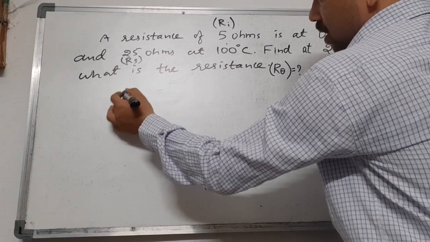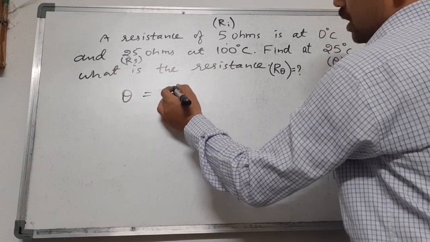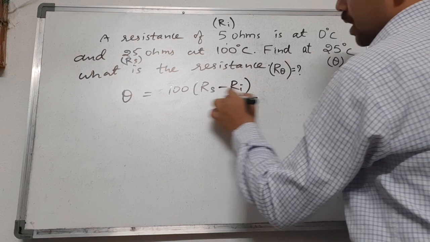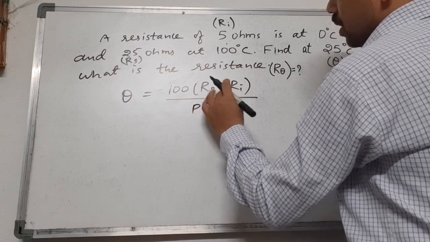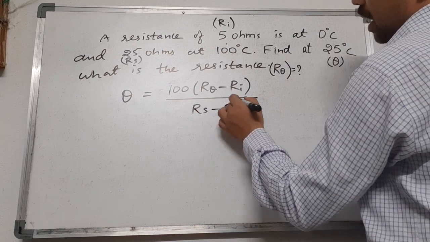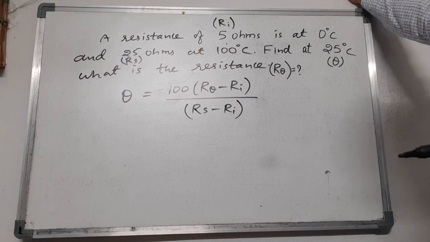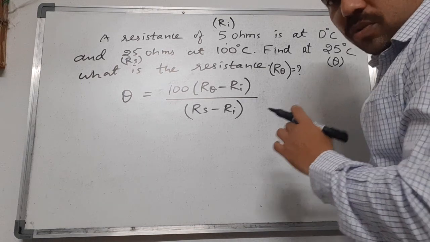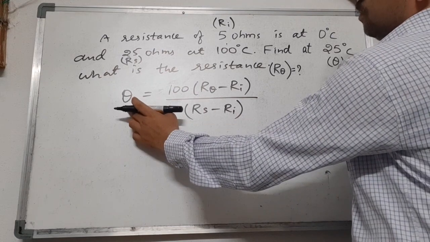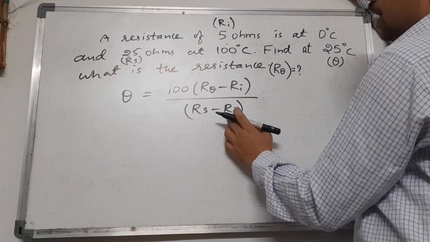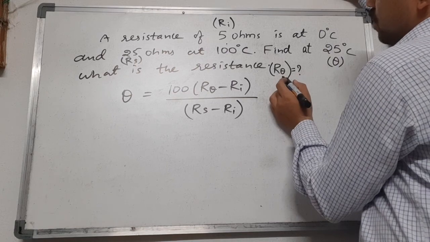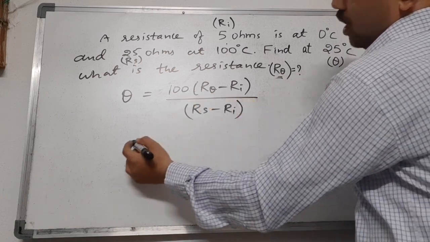What is the formula actually? Theta is equal to 100 into R theta minus Ri upon Rs minus Ri. This is the formula, right? Actual formula is this one. So we know theta value, we know Rs, we know Ri, we don't know R theta. Only this is the question mark, right? Only this one we have to find. Okay, substitute all the values.